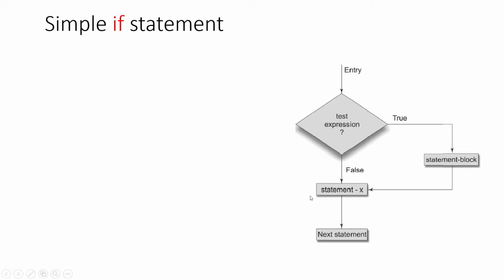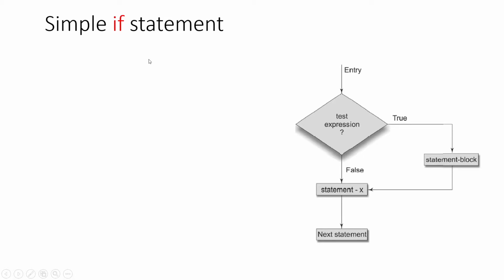So because of that nothing was done. Then again the execution will go in order, or sequential execution will happen after this. But at this point there is a branching. If it is true it will execute the statement block, if it is false it will go to statement X.